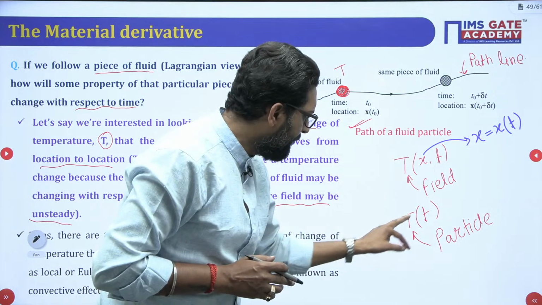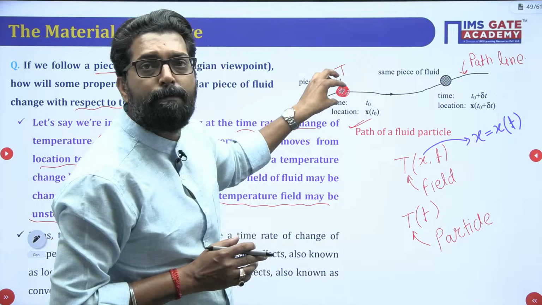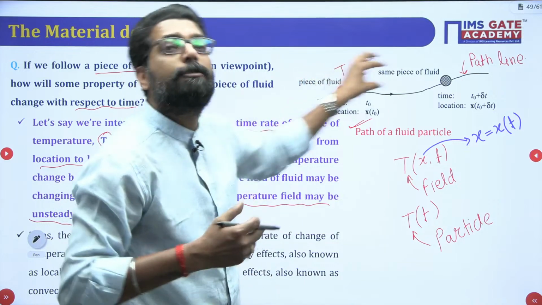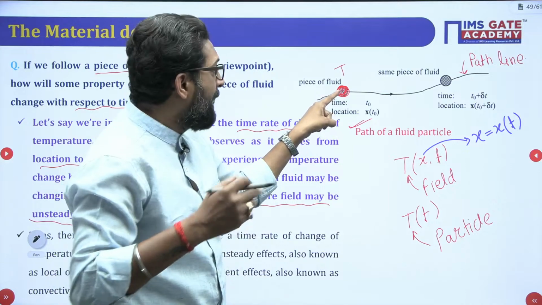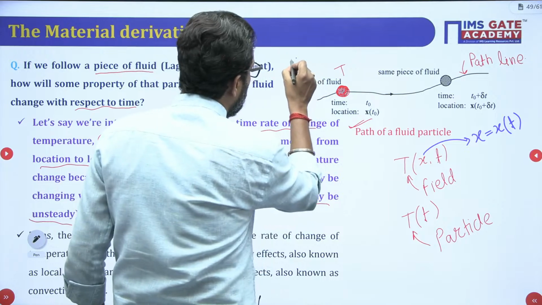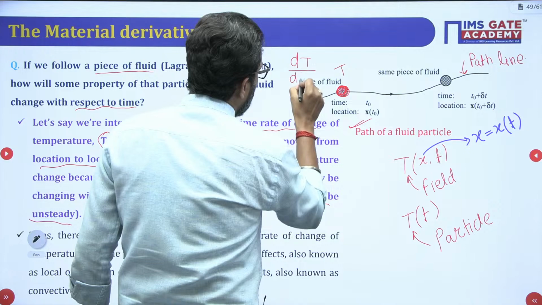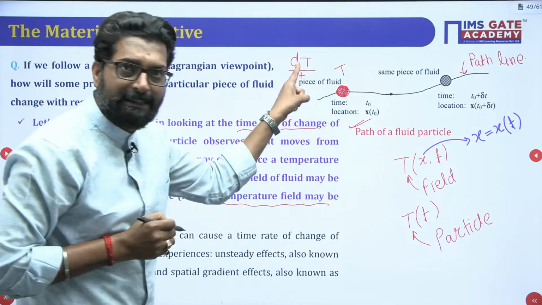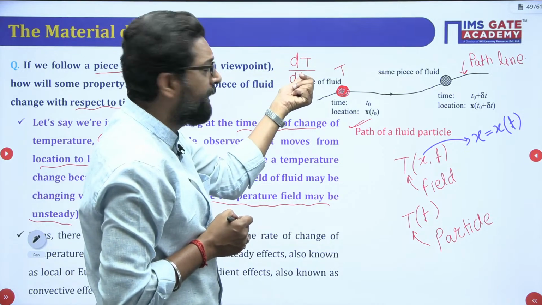Here, T is a function of t, but T is not a function of position. Why? Because you are tracking the fluid particles and seeing what the change is with respect to time. So we have seen the particle change, the change of the temperature T with respect to time. So this is for the particle.